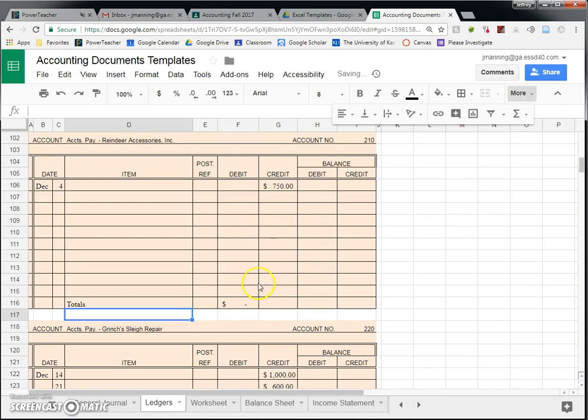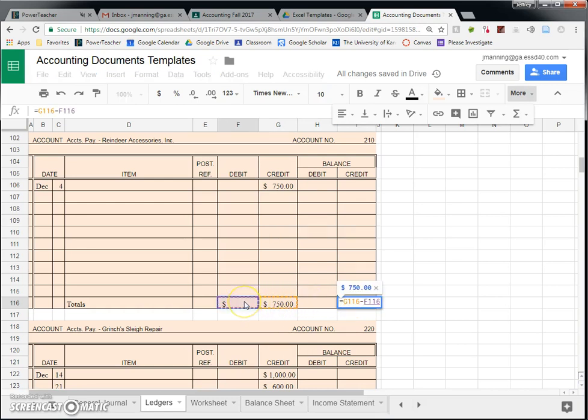I hit enter. Of course, nothing shows up because there's no numbers. I autofill. It adds up this column, basically brings the 750 down to the bottom. 750 is the credit balance, so I'm going to put my cursor on the credit side this time and subtract credit and debit. Hit enter, and it shows me that I have a credit balance of 750.